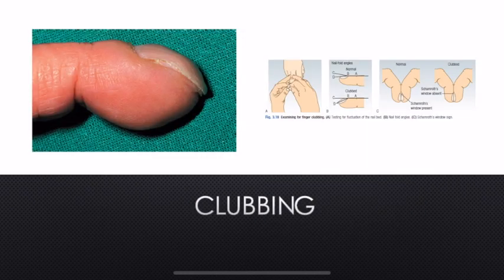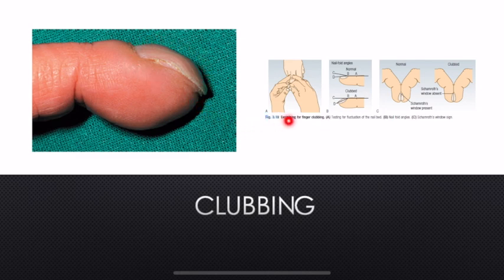Clubbing is one that we'll just make quick mention of. This is an example of a clubbed nail. And what makes a nail clubbed is that this diameter here, or this distance here, is bigger than this distance here. And that's abnormal. And when you feel the nails, you'll notice it's very boggy. And when you touch the nail, you notice it kind of shifts around a little bit. It's fluctuant, like we'll talk about with masses in the next lecture.